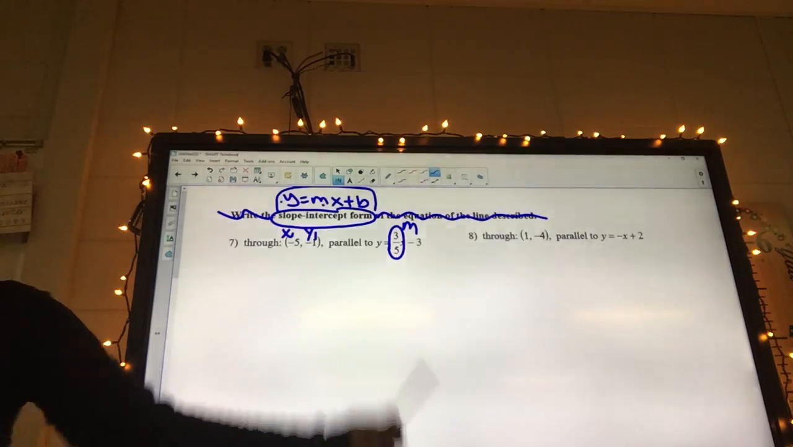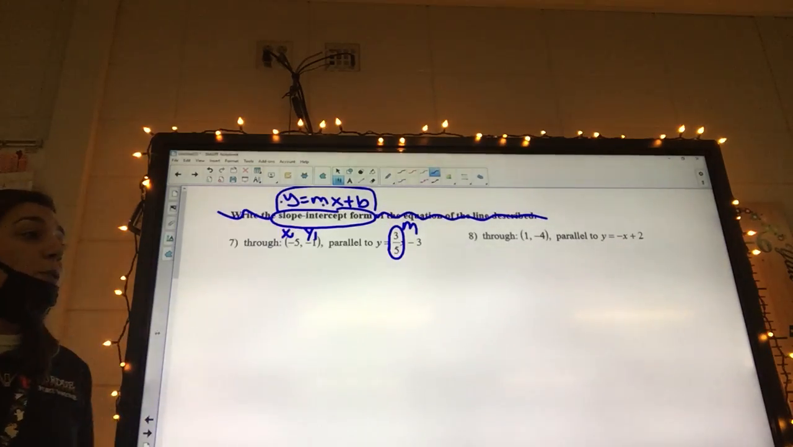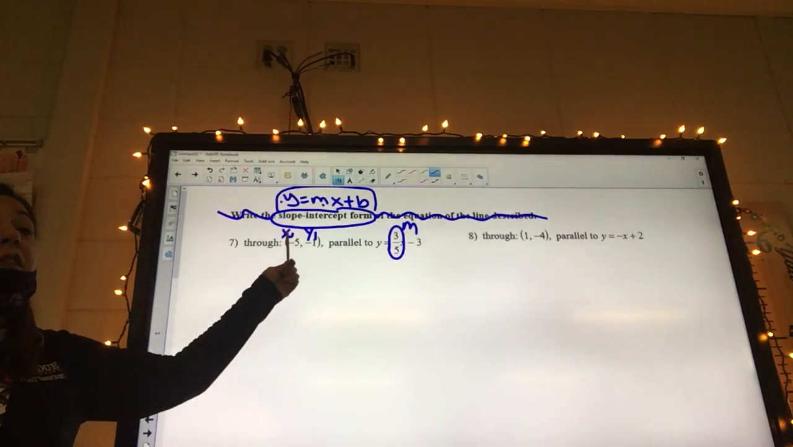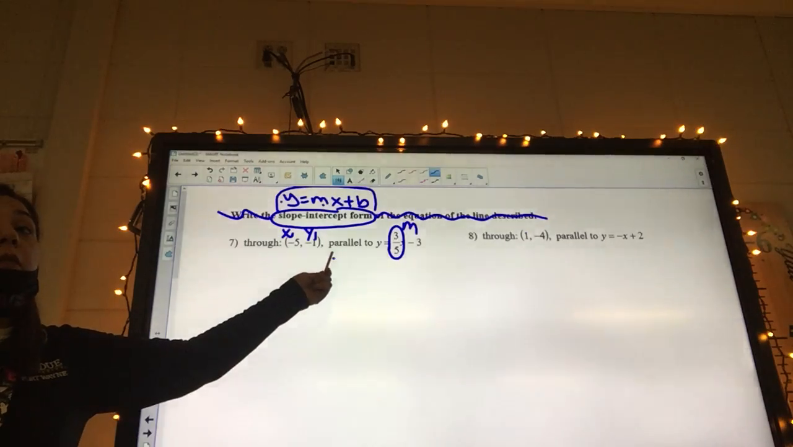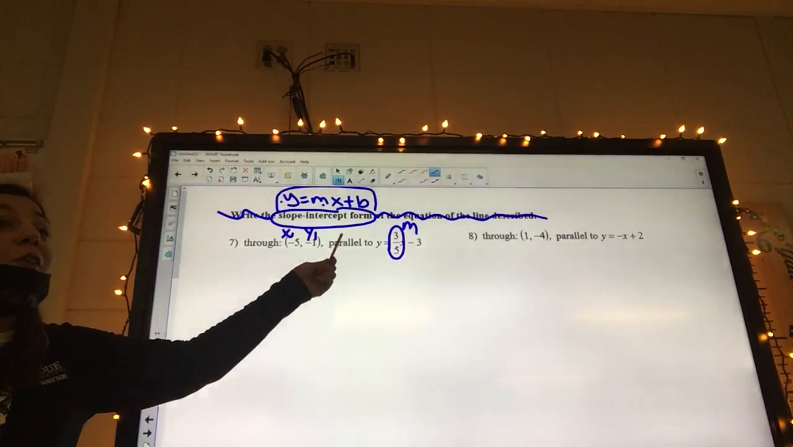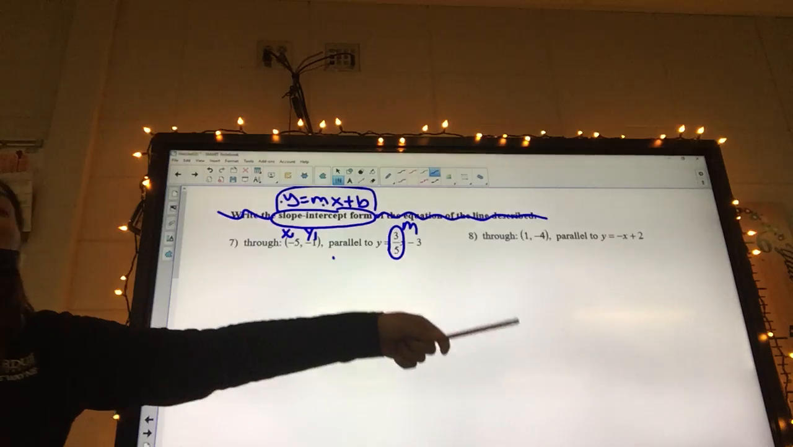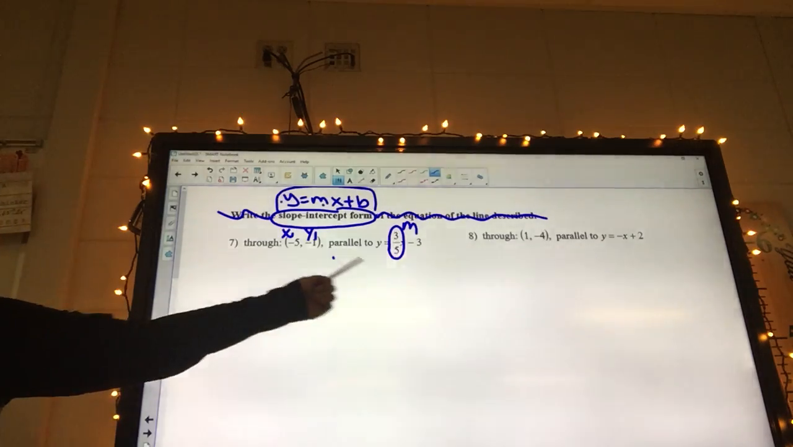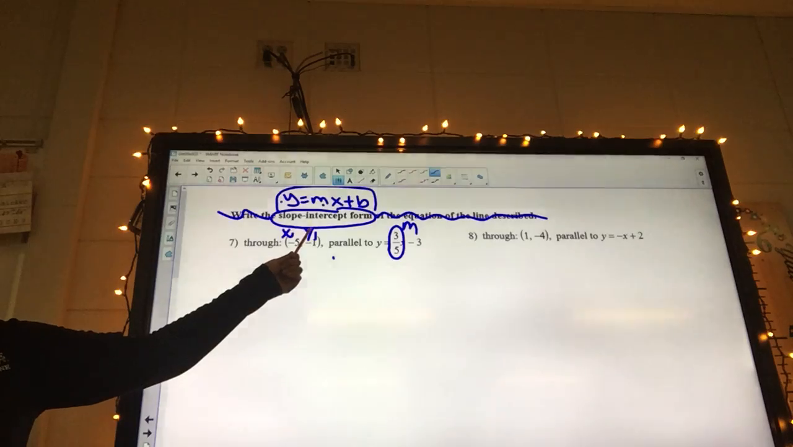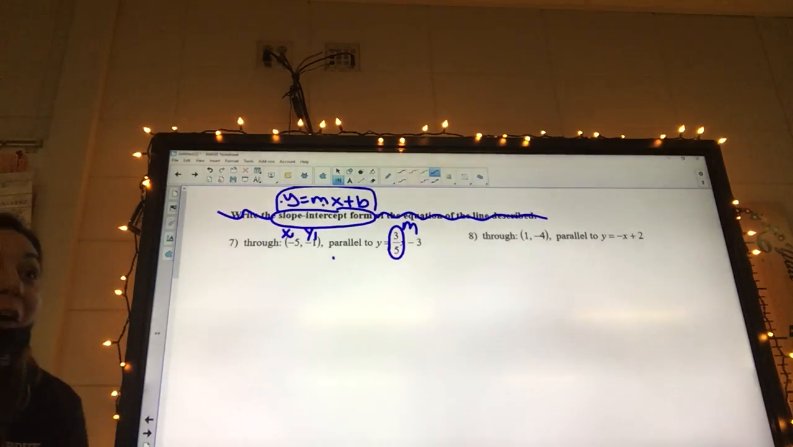Now we can look at what we've got. We've got a point and a slope. So what formula are you going to use? Think about what I said. We have a point and a slope. Point slope. Okay.